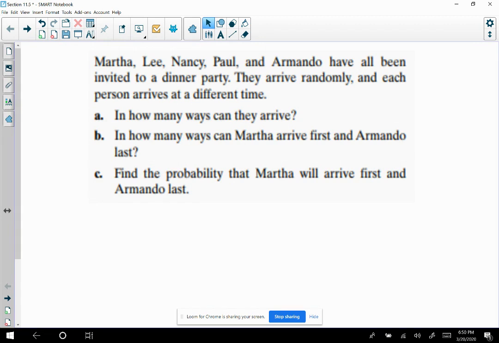Okay, so first things first, problem number 1. It says Martha, Lee, Nancy, Paul, and Armando have all been invited to a dinner party. They arrive randomly, and each person arrives at a different time. So part A says, in how many ways can they arrive? Part B says, how many ways can Martha arrive first and Armando last? And then finally, we want to find the probability that Martha arrives first and Armando arrives last.